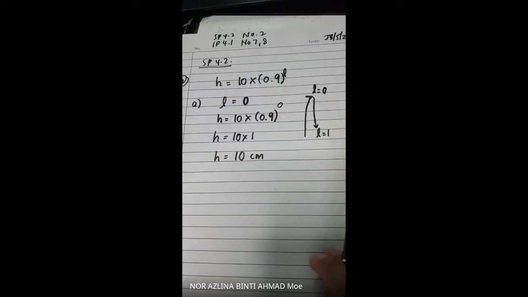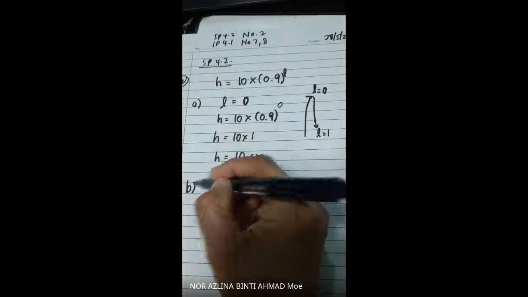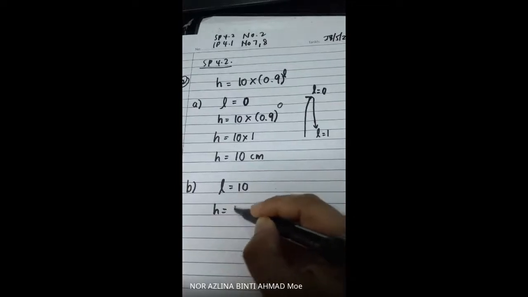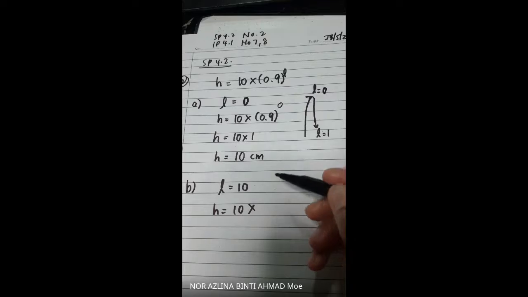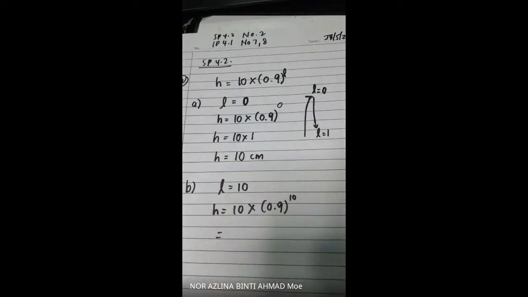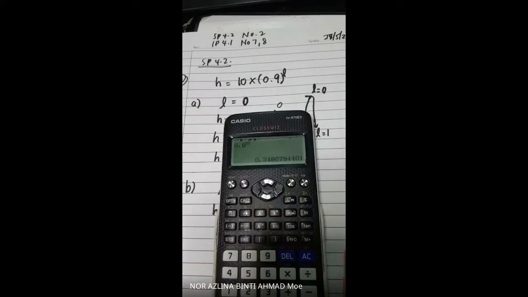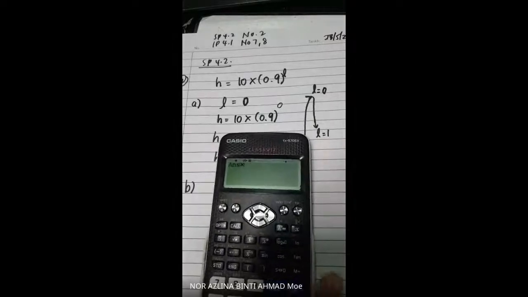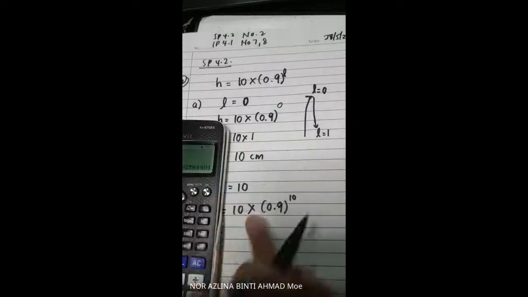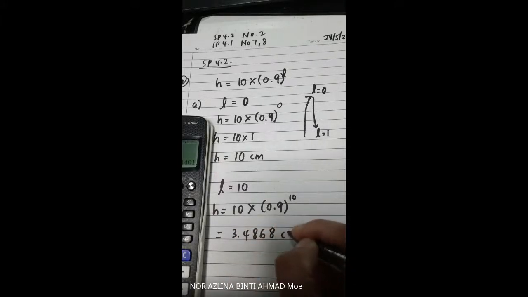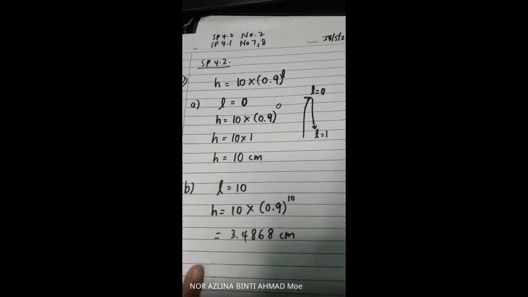Okay, next. B. After 10, so L equal to 10. So H equal to 10 multiply 0.9 to the power of 10. So you can use your calculator. 0.9 to the power of 10 multiply 10. So this is 3.4868 cm. Okay, that is for number 2.